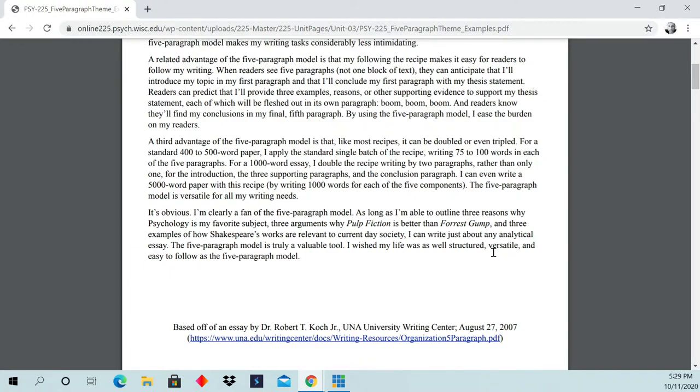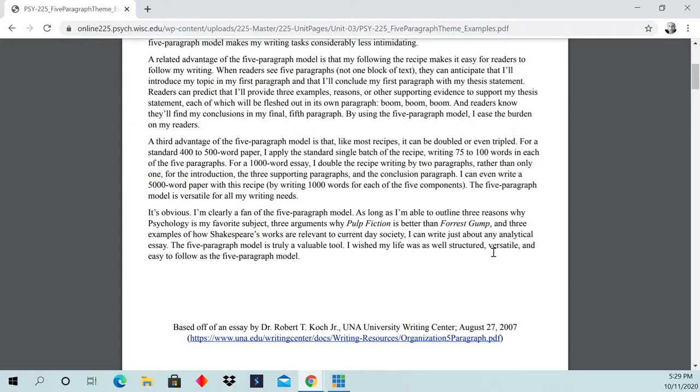Here's the restatement. Remember, we want to restate our thesis and our main points in our conclusion. Here it is. The five-paragraph model is truly a valuable tool. I wish my life was as well-structured, versatile, and easy to follow as the five-paragraph model. There's the creative restatement of the thesis and the main points.